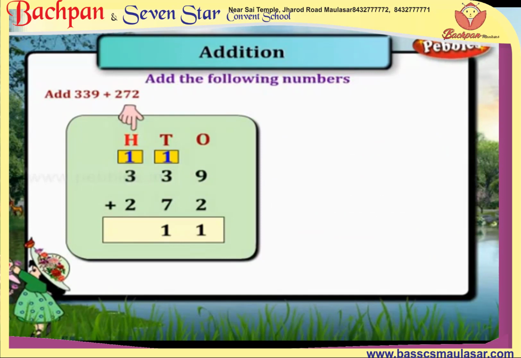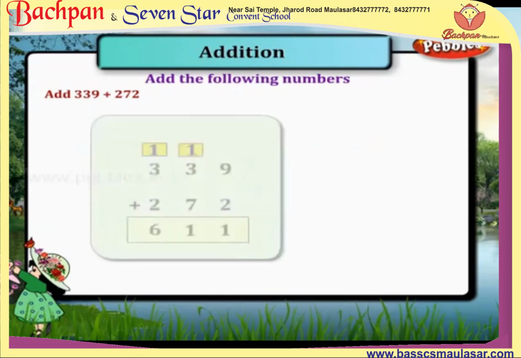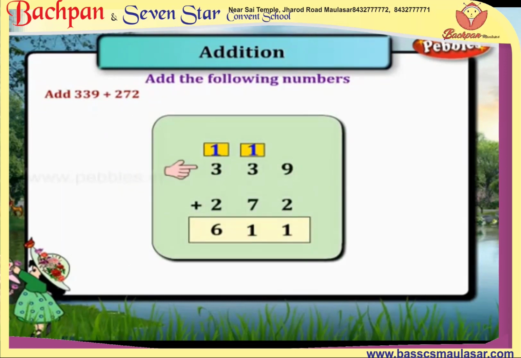Write 1 in the tens column and carry over 100 to the hundreds column. Now add hundreds. 1 plus 3 plus 2 is equal to 6. Write 6 in the hundreds column. So by adding 339 to 272, we get 611.